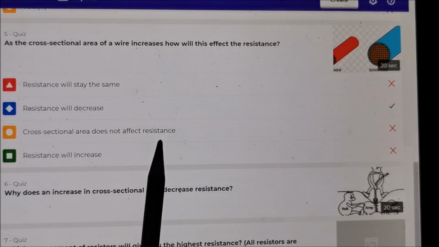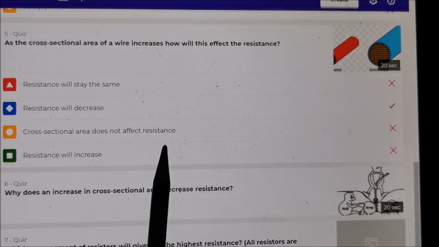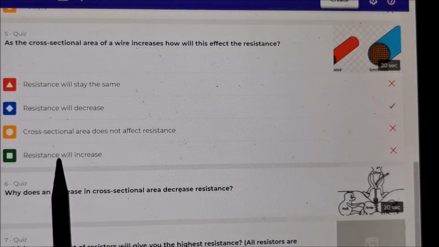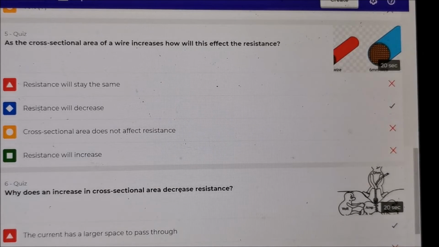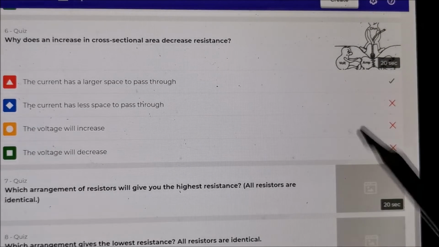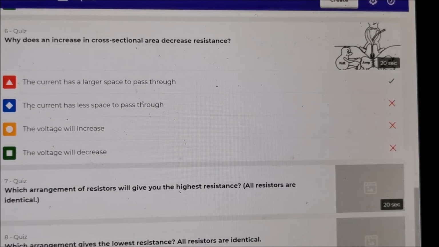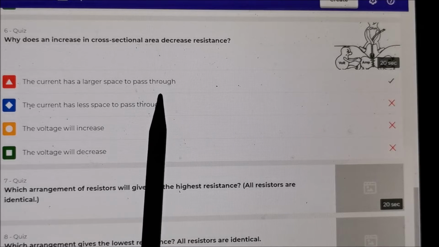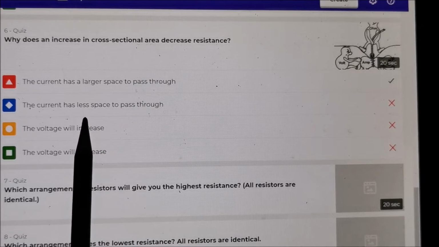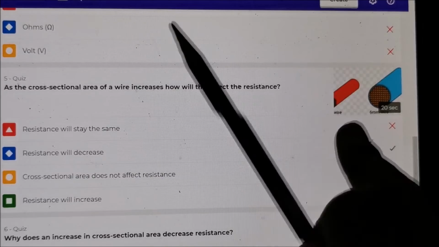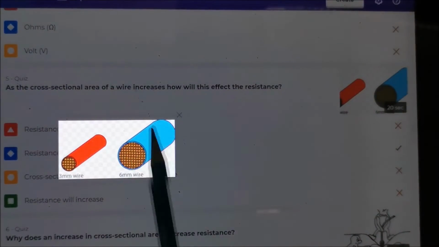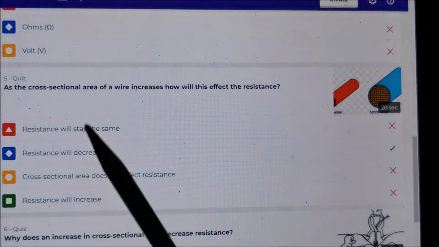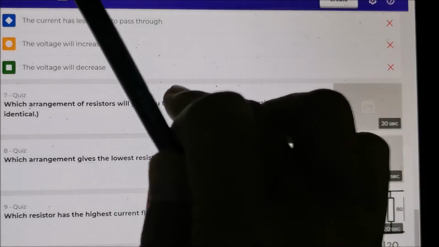Cross-sectional area does not affect resistance? This is wrong. Resistance will increase? This is even worse. Now, question number 6. Why does an increase in cross-sectional area decrease resistance? I've just explained this. The current has a larger surface to pass through. Bigger surface area, you have more space to pass through. So let's move on to question number 7.